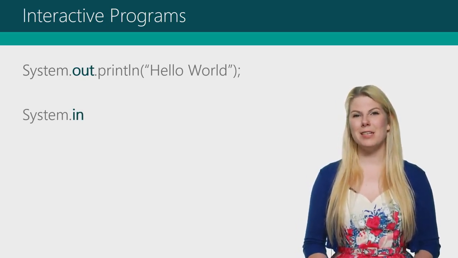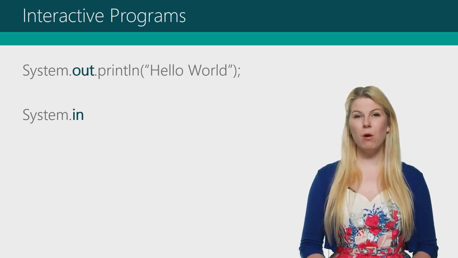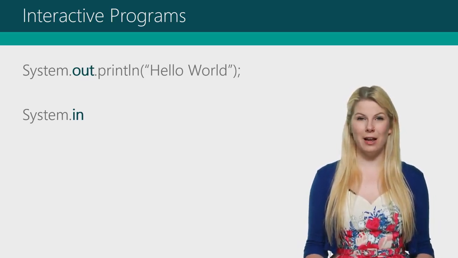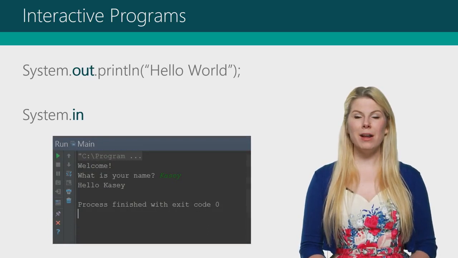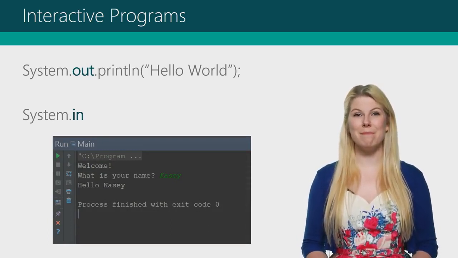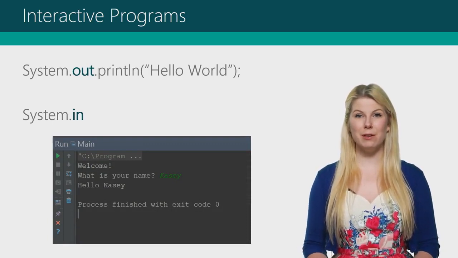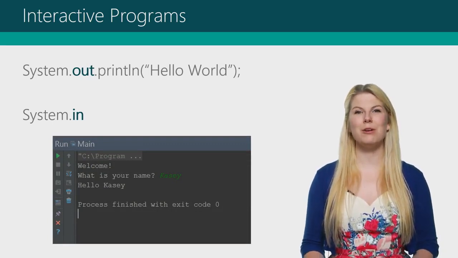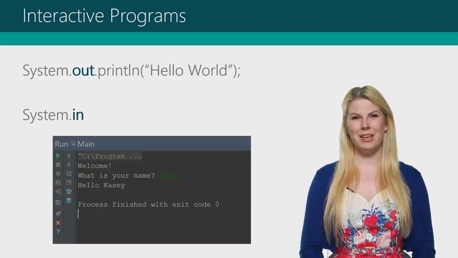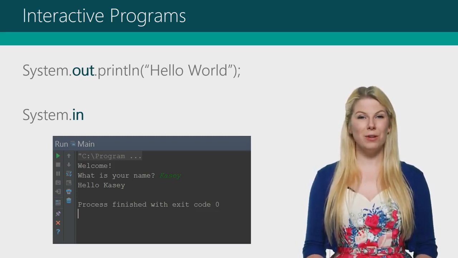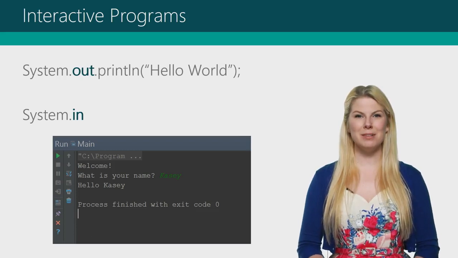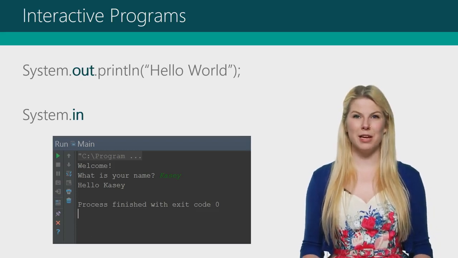Let's think about our basic Hello World program. Before, we just printed out the words Hello World. But what if, something like this, we paused for a moment to let the user type in their name. Then when they typed it, we saved it in a variable, and then we greeted them appropriately. This is called an interactive program. And the only thing we're missing in order to accomplish this is something that listens for when the user types into the console.